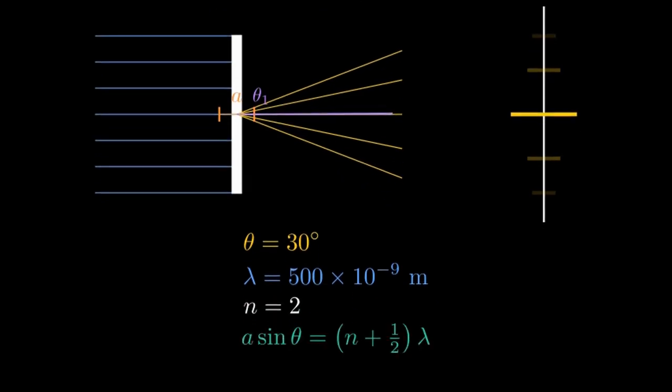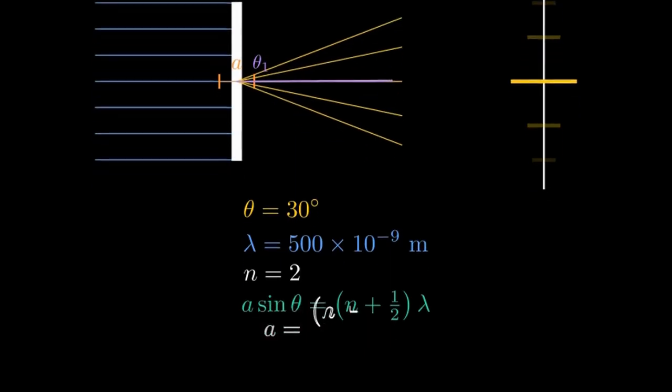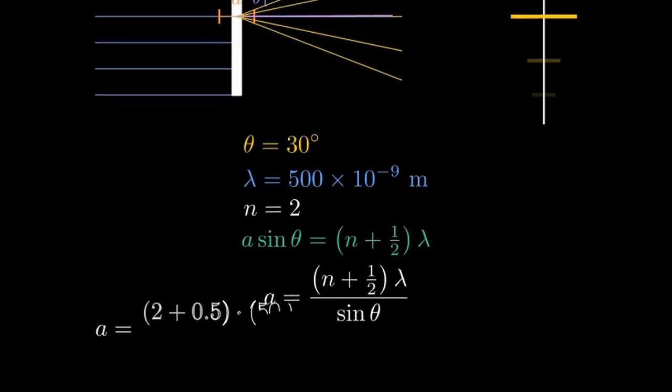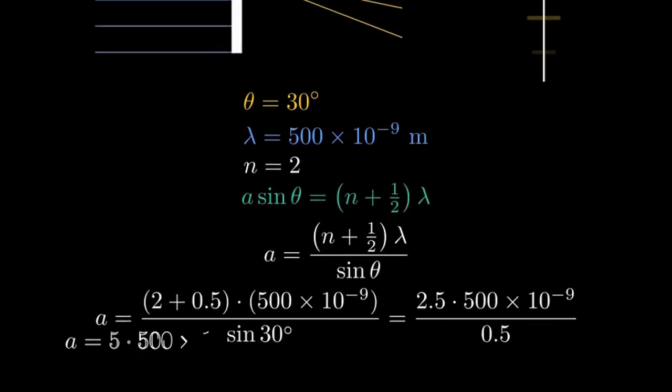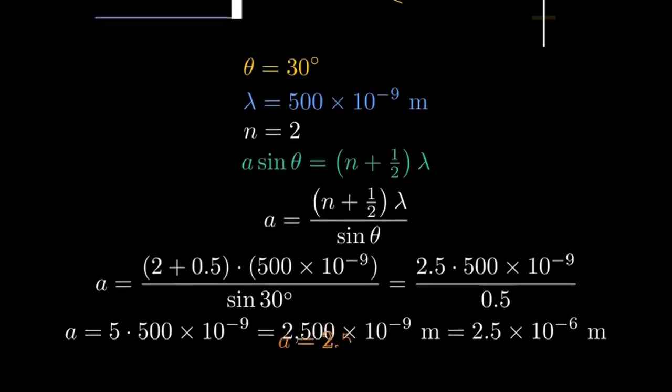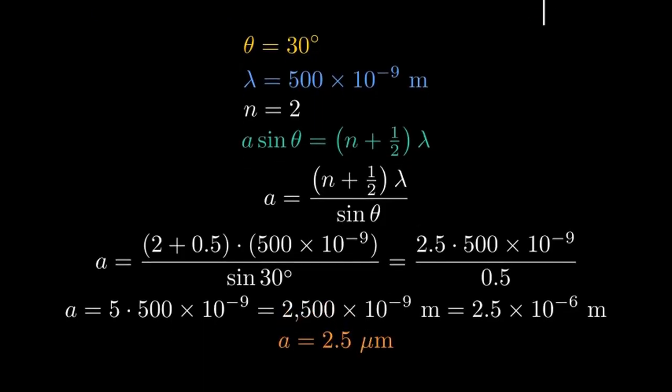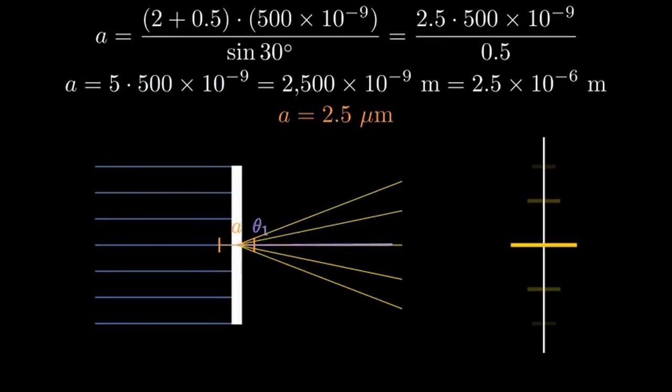Use the secondary maxima relation. a times sine theta equals quantity n plus 1/2 times lambda. Solve for a equals quantity n plus 1/2 times lambda over sine theta. Substitute. a equals 2.5 times 500 nanometers divided by sine of 30 degrees, which equals 2.5 times 10 to the minus 6 meters. That is 2.5 micrometers. Let's mark a larger 30-degree ray on the diagram for context.